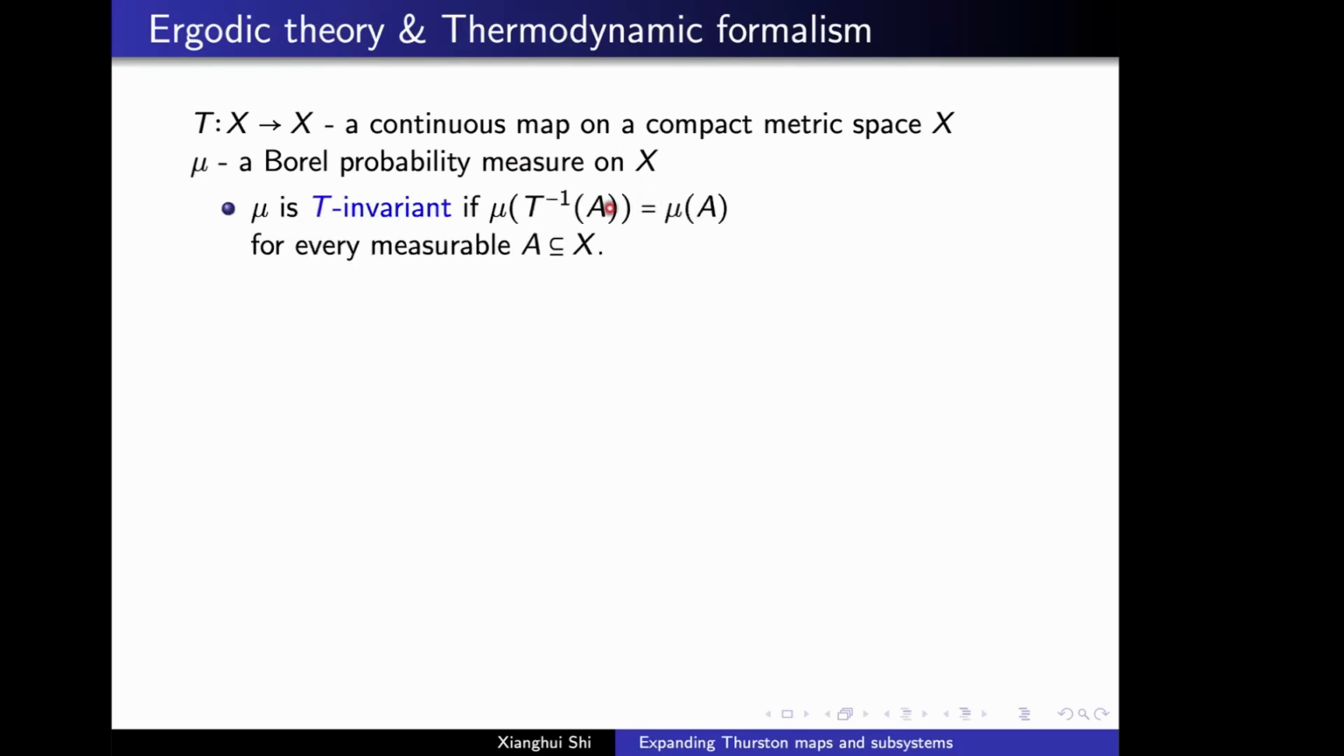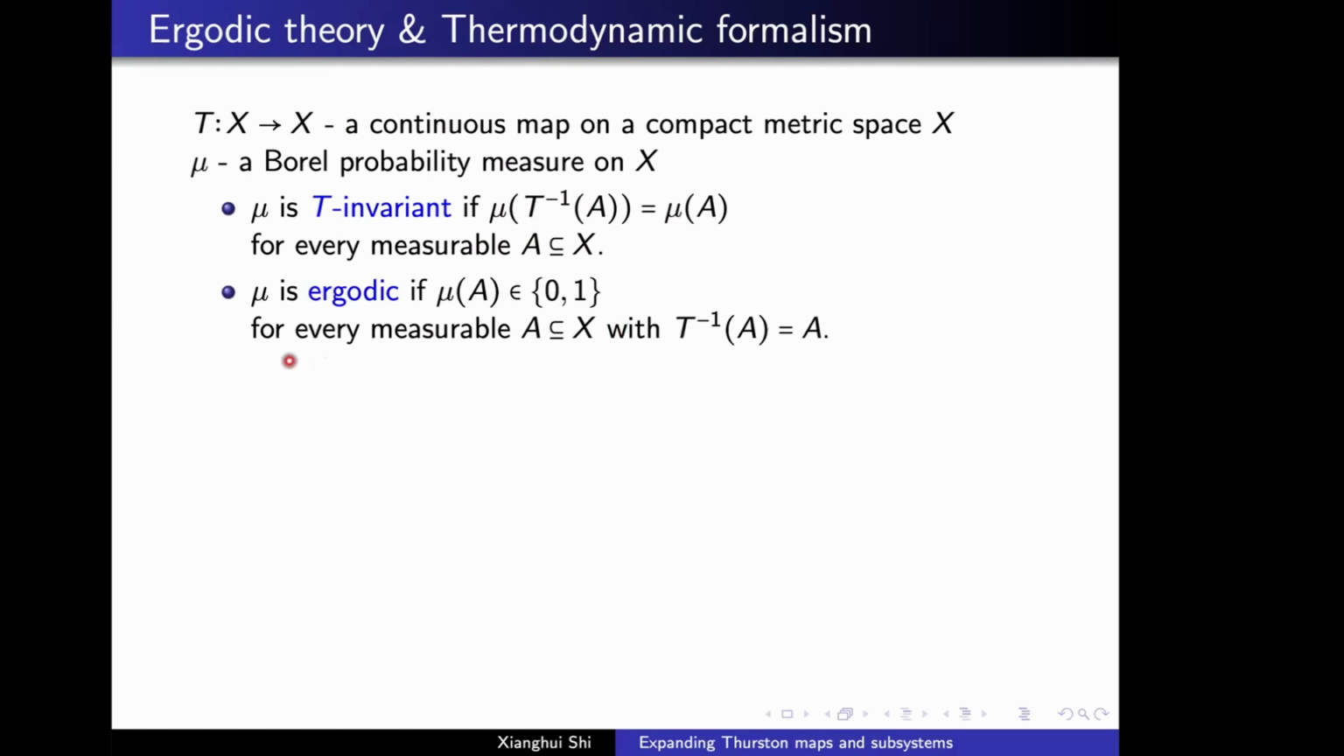Now let's consider the measure mu. We say that mu is T-invariant if for every measurable A, the measure of A with respect to mu is equal to the measure of the preimage of A under T. So in other words, the measure of A is preserved under T. We say mu is ergodic if for every totally invariant subset A, here totally invariant under T means T inverse of A equals A, then the measure of A must be either 0 or 1. So in this sense, ergodic measures are quite special.